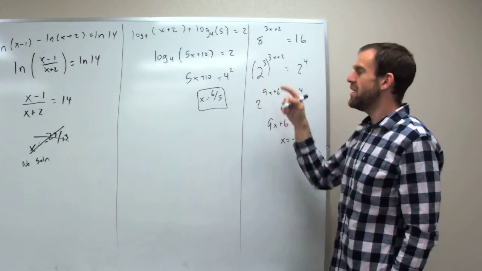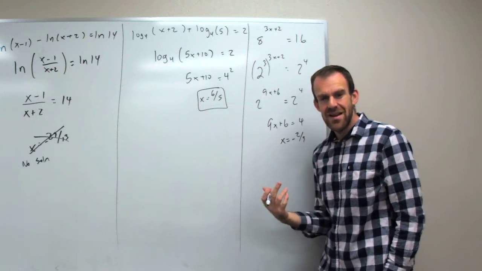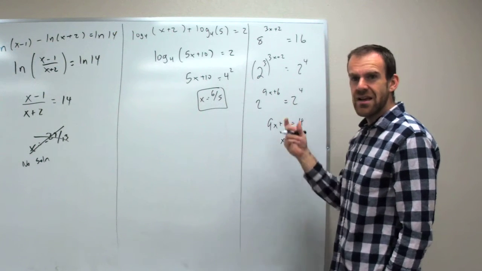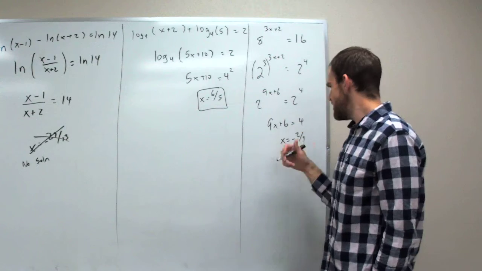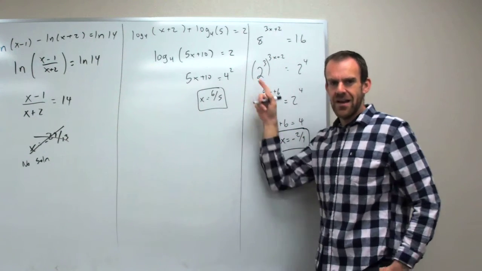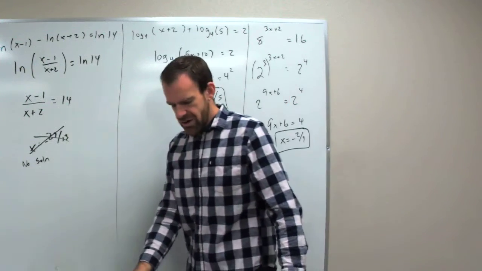That looks like x equals negative 2/9. Now, can I have a negative power? Absolutely. I just can't have the base be negative. I most likely will not get a negative number out. So this is totally valid. You can only not plug in negatives to logarithms.